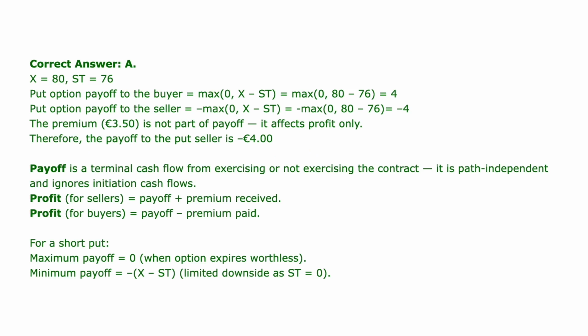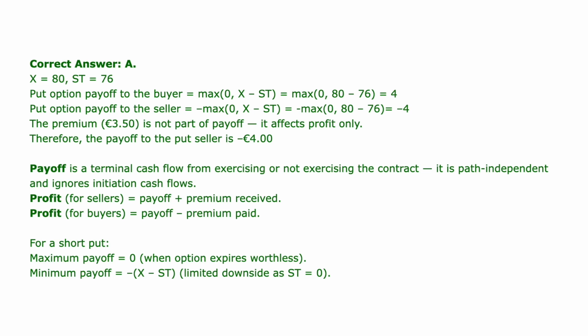Payoff is the terminal cash flow at expiry. Payoff ignores premium. Profit equals payoff plus or minus premium. The seller adds the premium, while the buyer subtracts it. Short put specifics: maximum payoff is 0, a worthless option. Minimum payoff is negative X minus ST, limited downside if ST is 0.